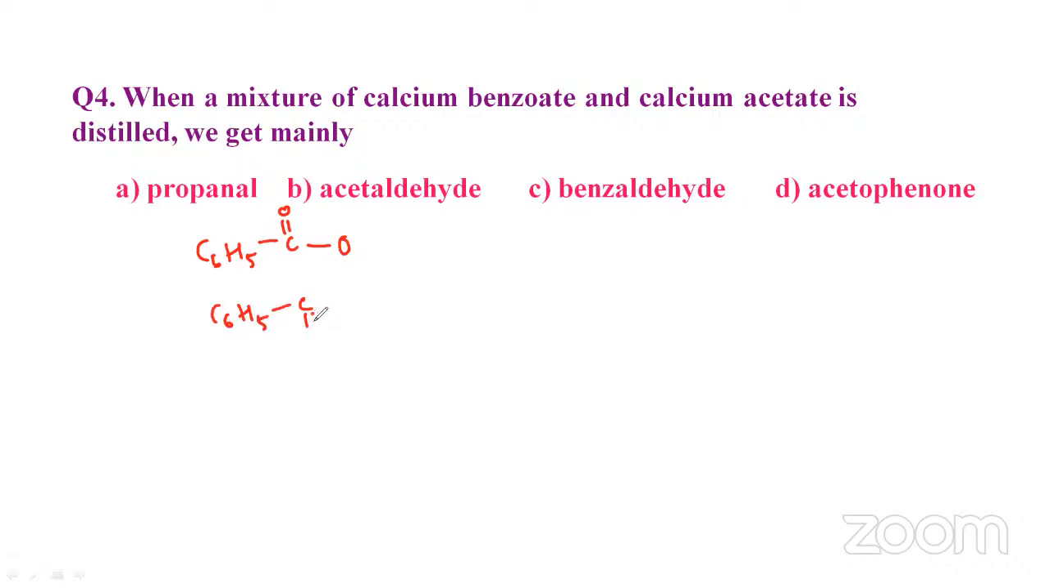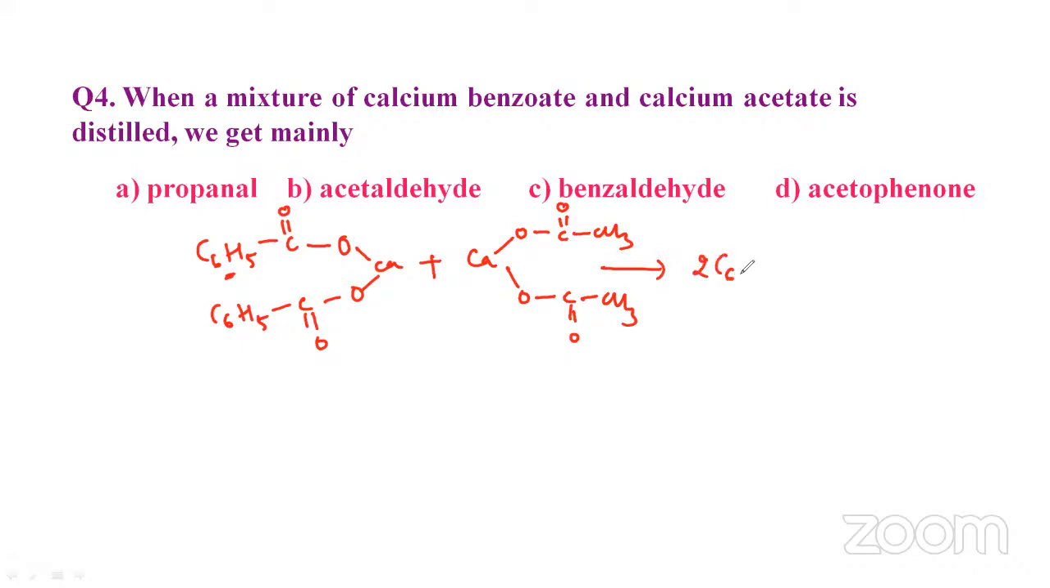C6H5 C double bond O. Then this is your calcium benzoate, right? Benzoate, benzene groups are there, right? Benzoate plus what? Calcium acetate. So it will be CaO, C double bond O, CH3, then C double bond O, CH3, giving you 2 C6. Okay, right? This bond is broken.